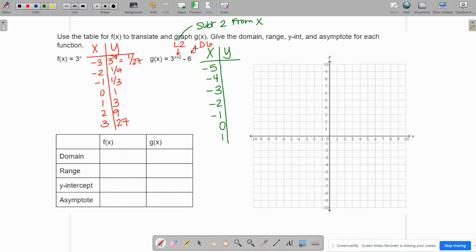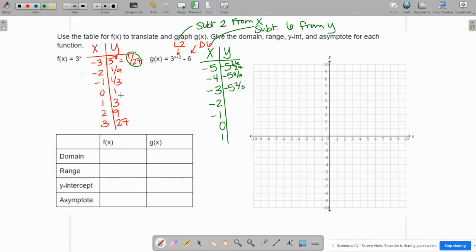Whereas if I take these points and I shift them down 6, that means if you have a point here and you move it down 6, you're taking away 6 from the y coordinate. So down 6 means subtract 6 from your y's. So that means I need to take 1/27 and subtract 6, or in other words, -6 plus 1/27 is going to be -5 and 26/27. If I do 1/9 and I subtract 6, or think of it as -6 plus 1/9, that's going to be -5 and 8/9. 1/3 minus 6 is going to be -5 and 2/3.